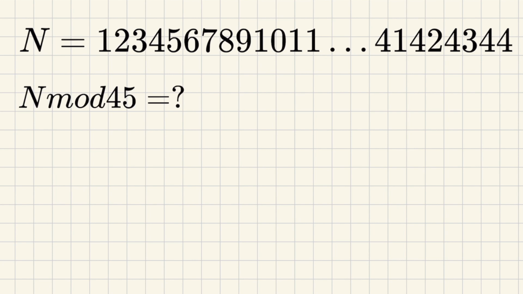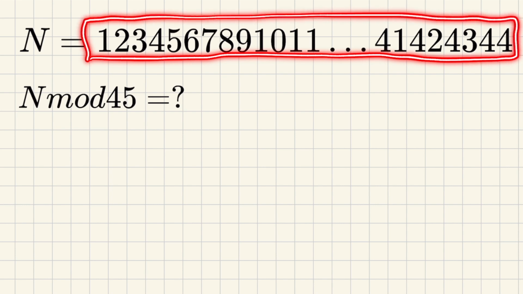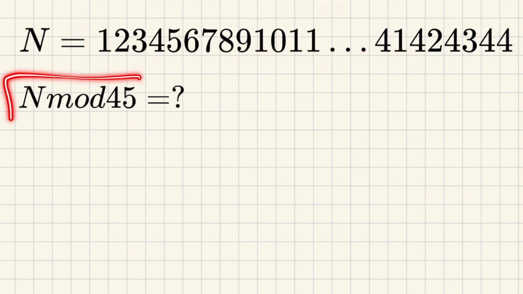Hello everybody, today we are going to be looking at this fantastically large number n, which is made from the digits of the numbers 1 to 44. If you stick all those digits in a row, you get a very long, very big number, and we want to know n mod 45. What is the remainder when n is divided by 45?